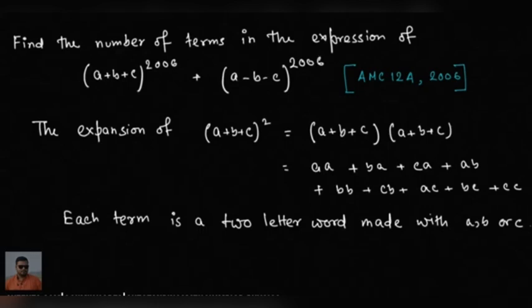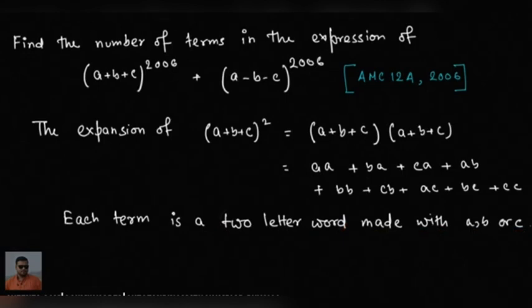To understand multinomial expansion, let us try to analyze the expansion of (a + b + c)^2. This is very easy. (a + b + c)^2 means we are multiplying the expression a + b + c twice, which gives us terms like aa, ba, ca, ab, and so on. If you look at it, each term is basically a two-letter word made with a, b, or c. And we are doing it without any restriction.